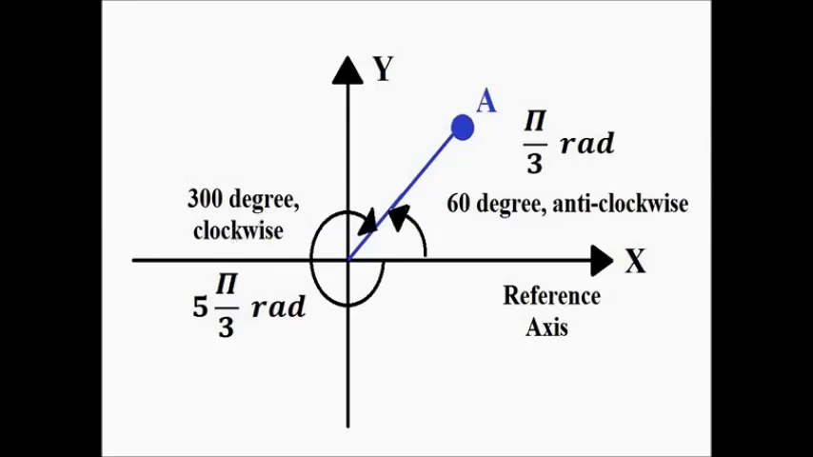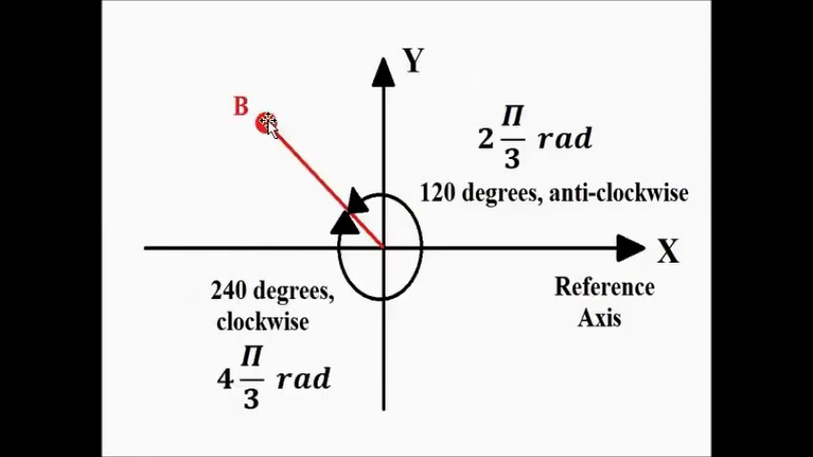Next, another example. Suppose we have another object which is placed at B. Again, it can be measured in two ways. First is 120 degrees anti-clockwise, measured from the reference axis, which is the positive x-axis, or in radians it is 2 pi by 3. Pi by 3 is 60, so it is 2 into pi by 3, which is 120. Again, in terms of clockwise measurement, it is 240 degrees clockwise, or 4 pi by 3 radians clockwise. Again, the measurement is from the positive x-axis, which is the reference axis. So anti-clockwise is taken as positive, clockwise is taken as negative.